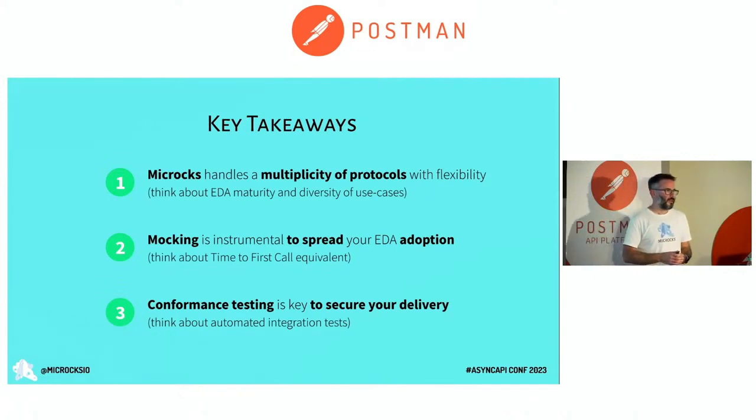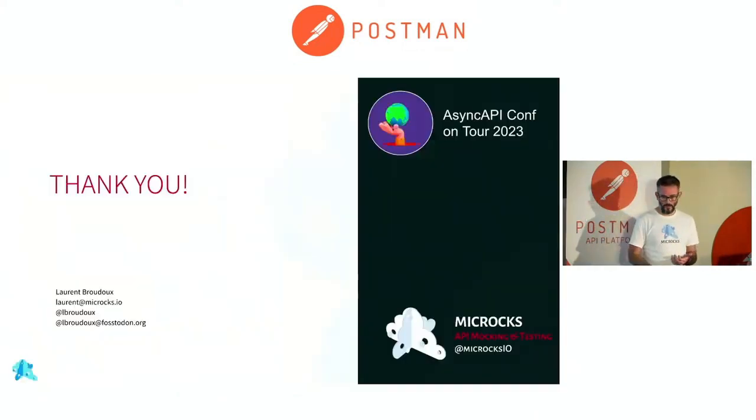In REST API, we talk about the time to the first call, and we have to take care about the exact same things for AsyncAPI as well. So when a developer has an AsyncAPI spec, he should be able to connect to something very quickly, and Microcks can be here to provide a sandbox as a service through mocking. And you see that conformance testing is really key so that you can secure your delivery, integrating everything into your pipeline really, really easily. And I think that's it for today. Thanks a lot, and thanks for your questions.